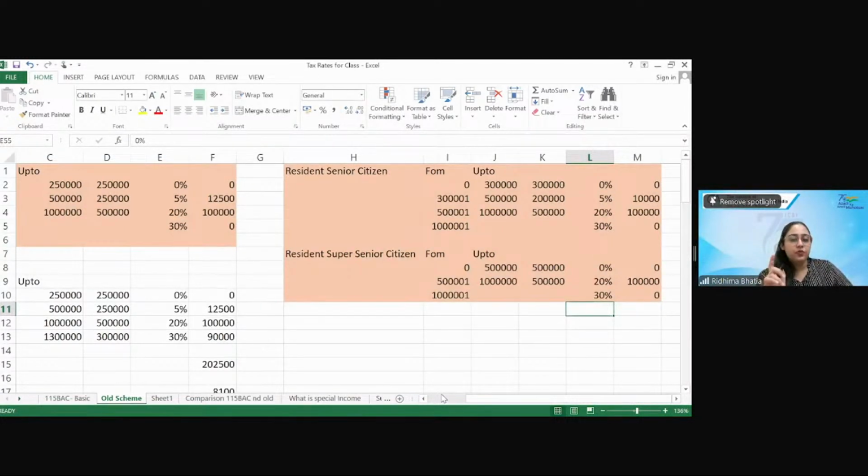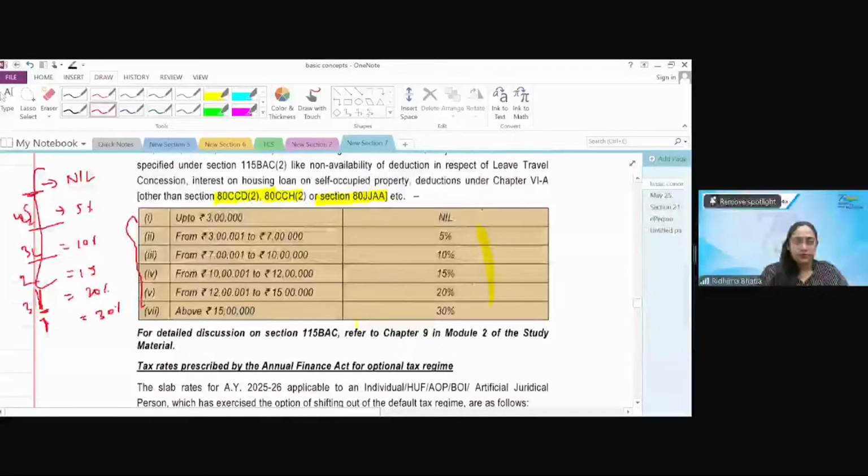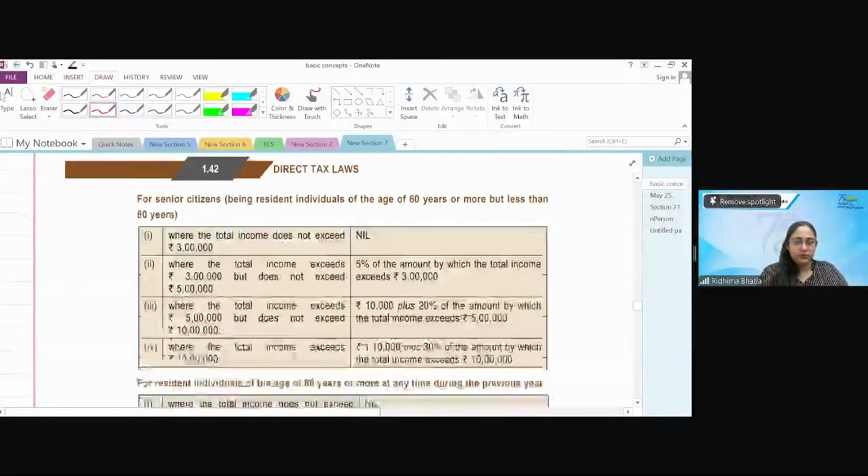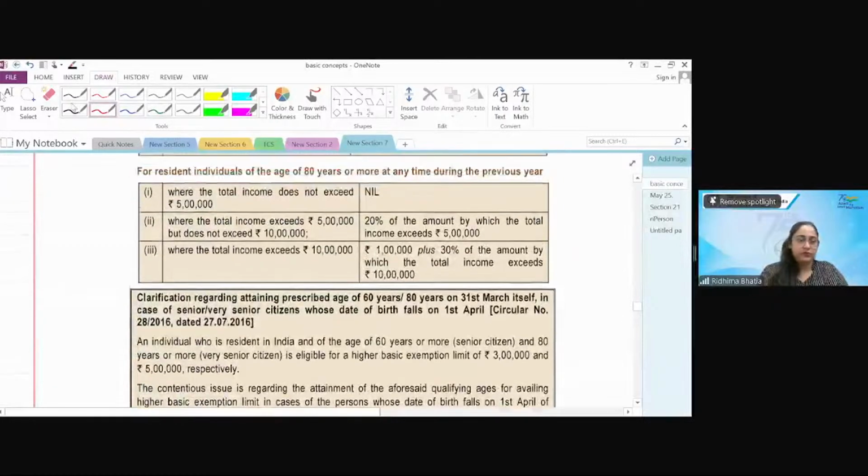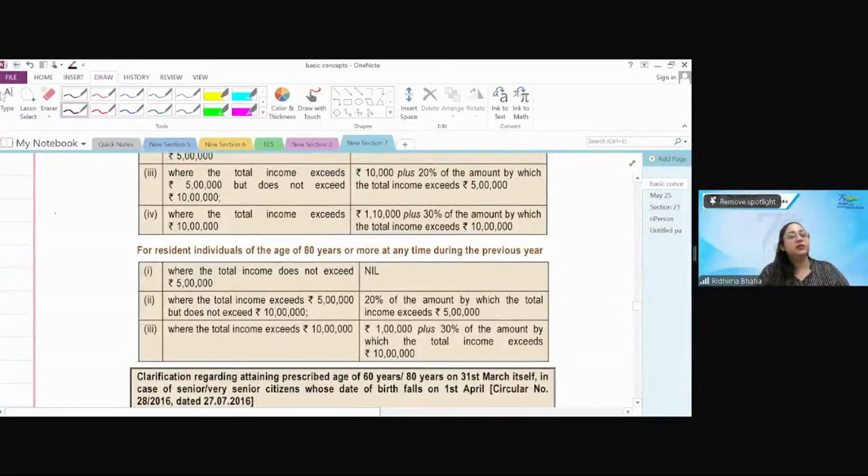Now, suppose a person, I told you, the person who is turning 60 or more during the previous year is called a resident senior citizen, and 80 or more during the previous year, then he's called a resident super senior citizen. Now, that means in the previous year, if a person is turning 60, even on the last day of the year, then also he will be called a resident senior citizen for that year.